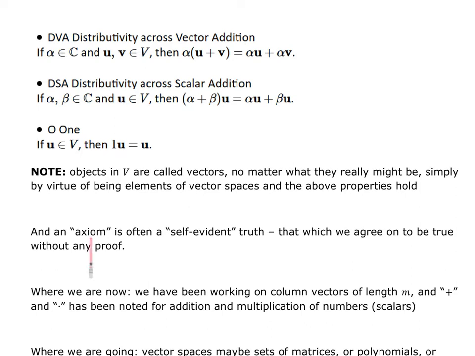And when we talk about an axiom, that's just a self-evident truth. It's something that we all agreed on without any kind of proof. So when you see that word axiom, that means we all agree that 2 plus 2 is 4, in the real numbers 2 plus 2 is 4.